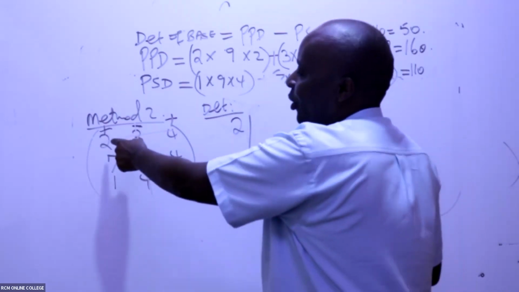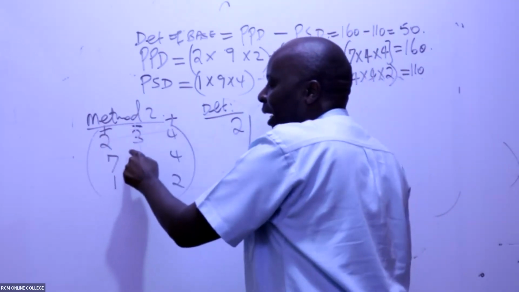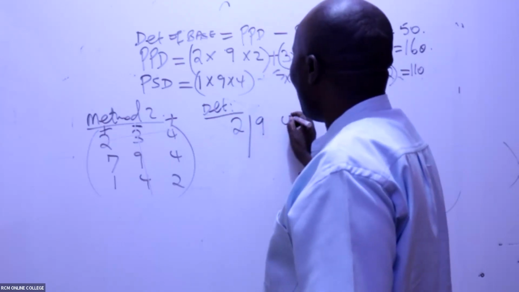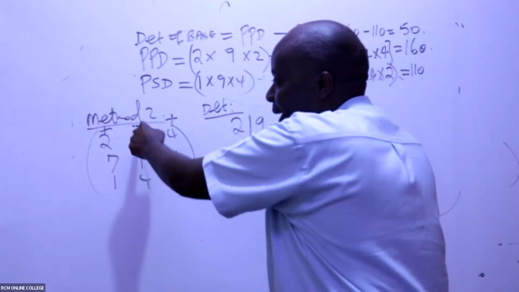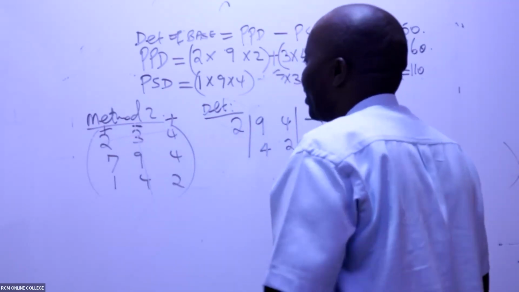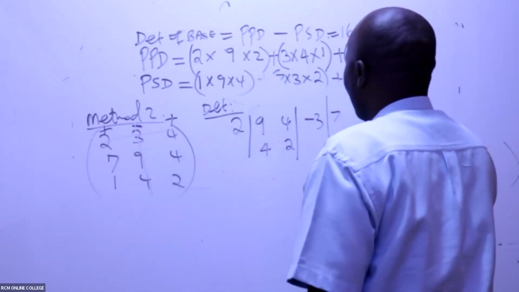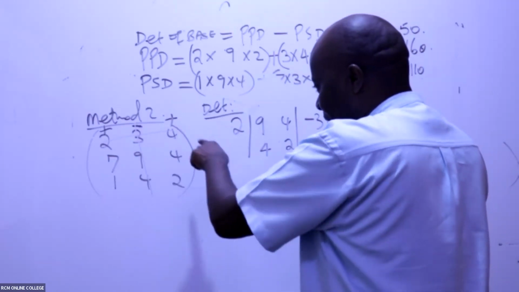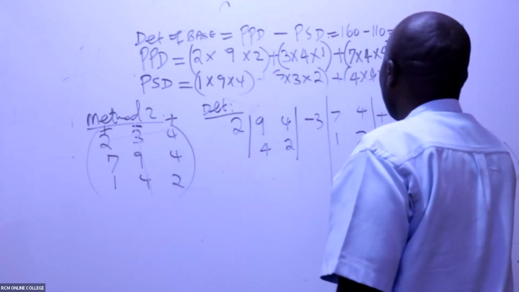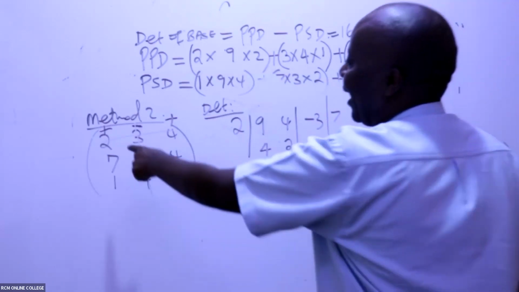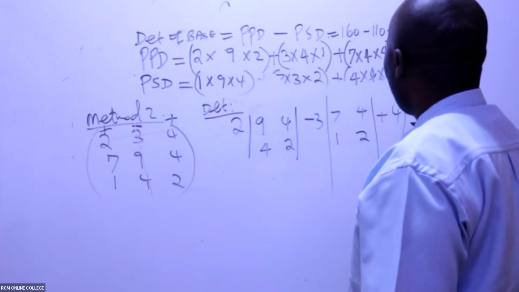We hide 2, row-wise and column-wise. So if I hide that, then what am I left with? I'm left with 9, 4, 4, 2. And then you say next number is 3, but there is a minus on top of it. So minus like this. If I hide this and this, the left out numbers are 7, 4, and then we have here 1 and 2. And then the last one is plus 4. If I hide this under that, then I'm left with 7, 9, 1, 4.